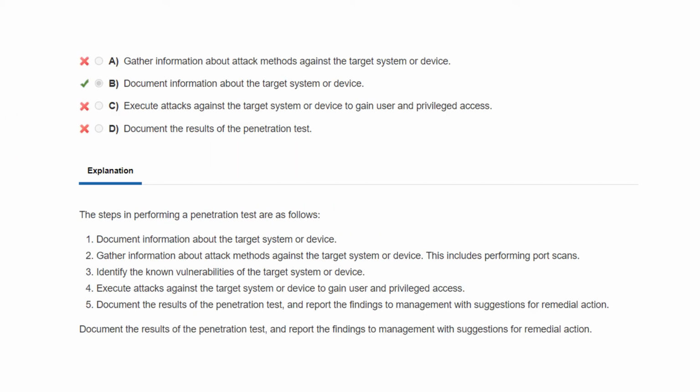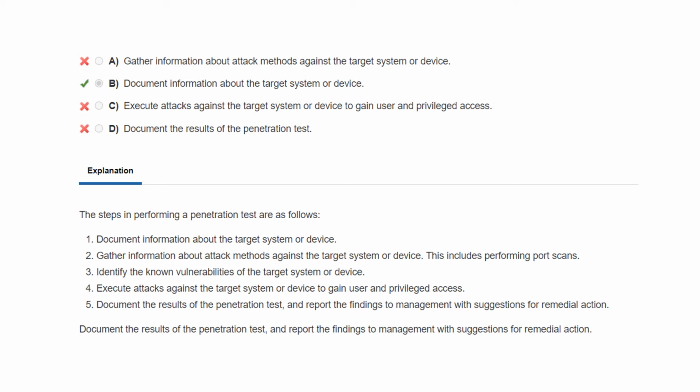The correct answer here is B. Document information about the target system or device. The steps in performing a penetration test, as discussed previously, are as follows. 1. Document information about the target systems or device. 2. Gather information about attack methods against the target systems or device.